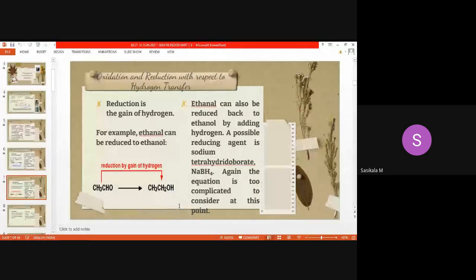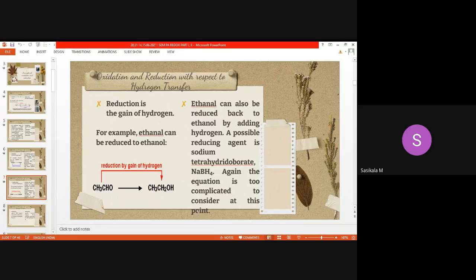So here also we require another reducing agent for this reaction. An example is sodium tetrahydroborate. That means sodium tetrahydroborate is used as the reducing reagent in this case. So it is a third reagent, which is not a reactant. It is acting as the reducing reagent. So we require a reducing reagent to convert acetaldehyde to ethanol.